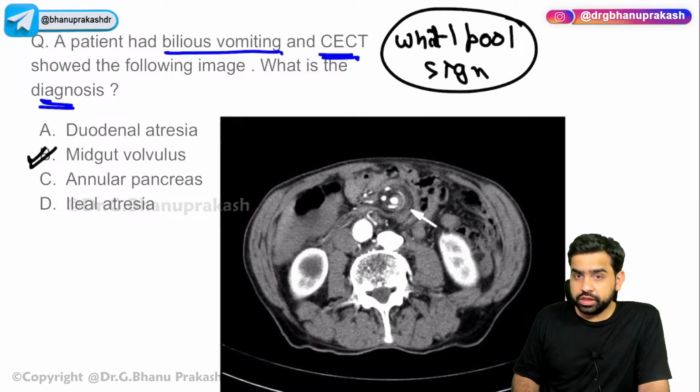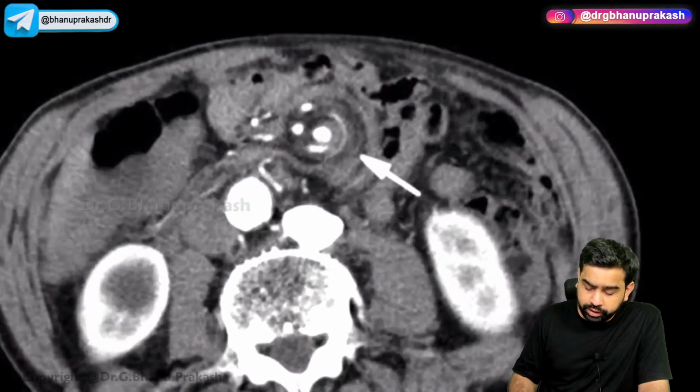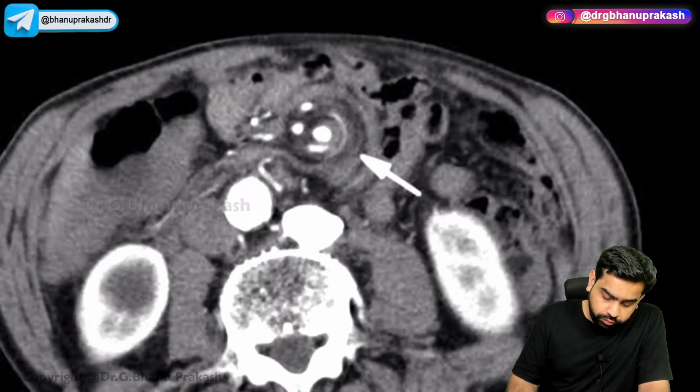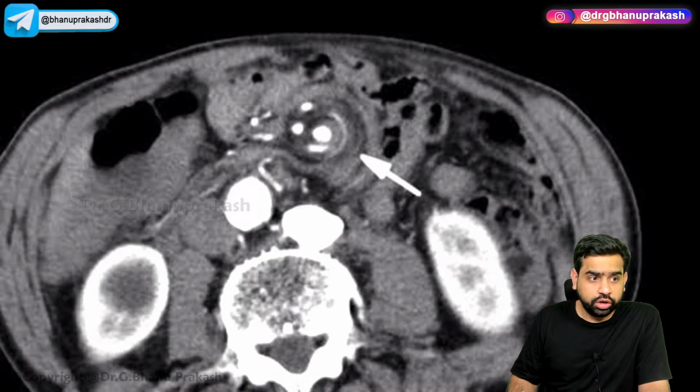Okay, so what are you basically seeing over here? This is a midgut volvulus. Are you appreciating this particular point? I'll just show it to you. Okay, how do you understand this? Are you able to see this white colored central portion over here? So what is this white colored central portion? This is your mesenteric artery.